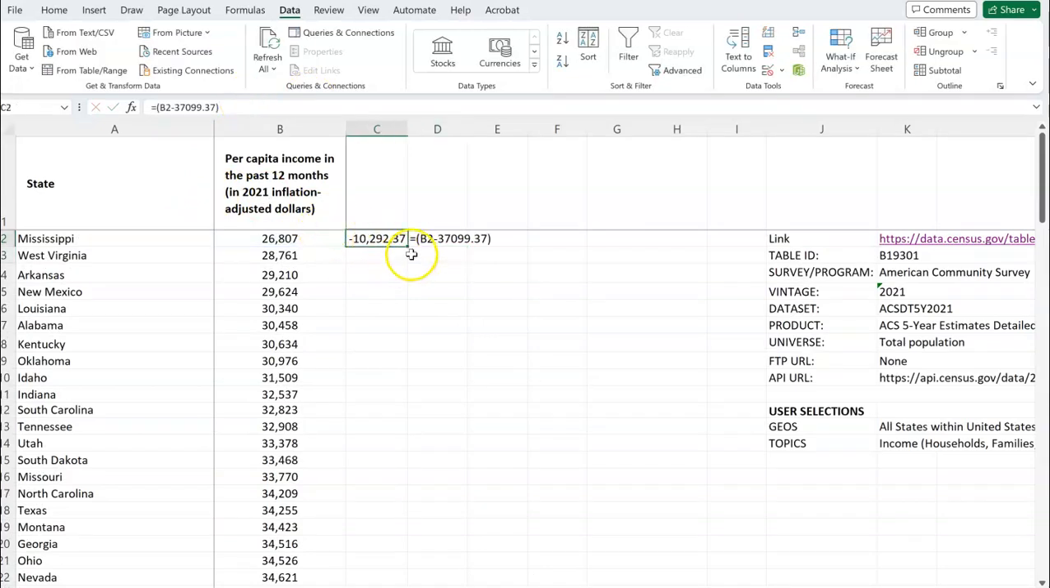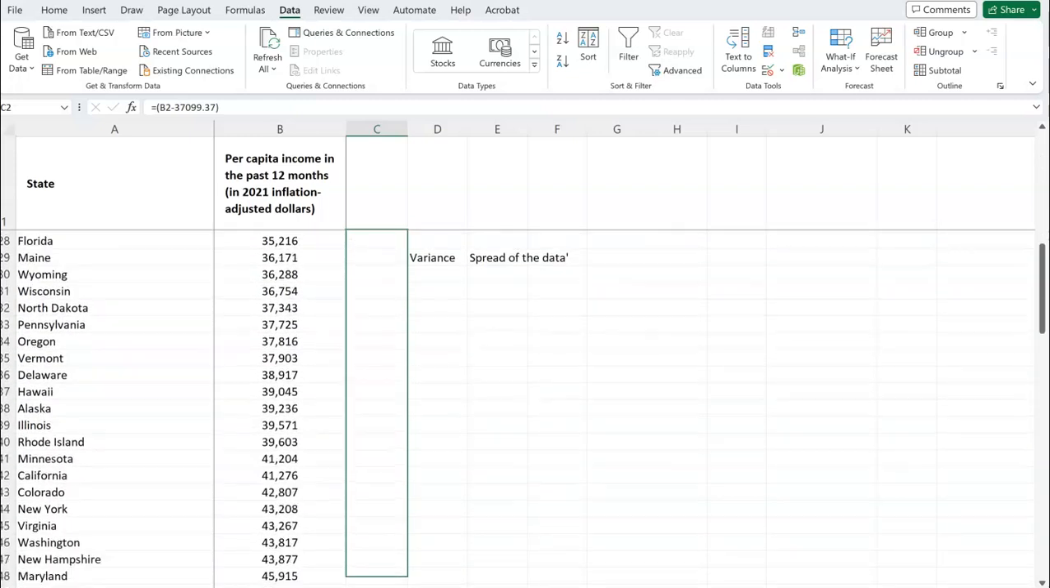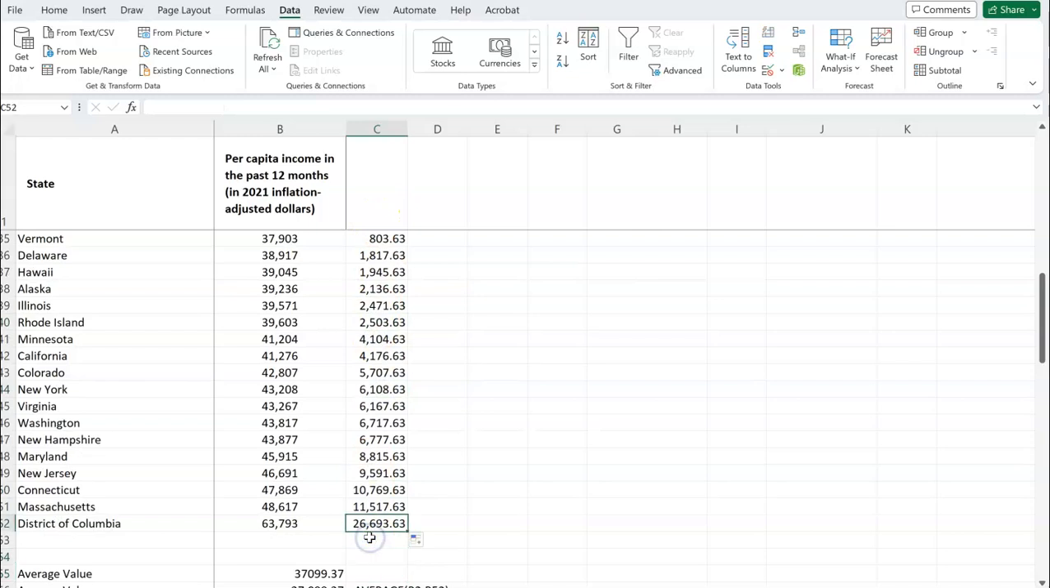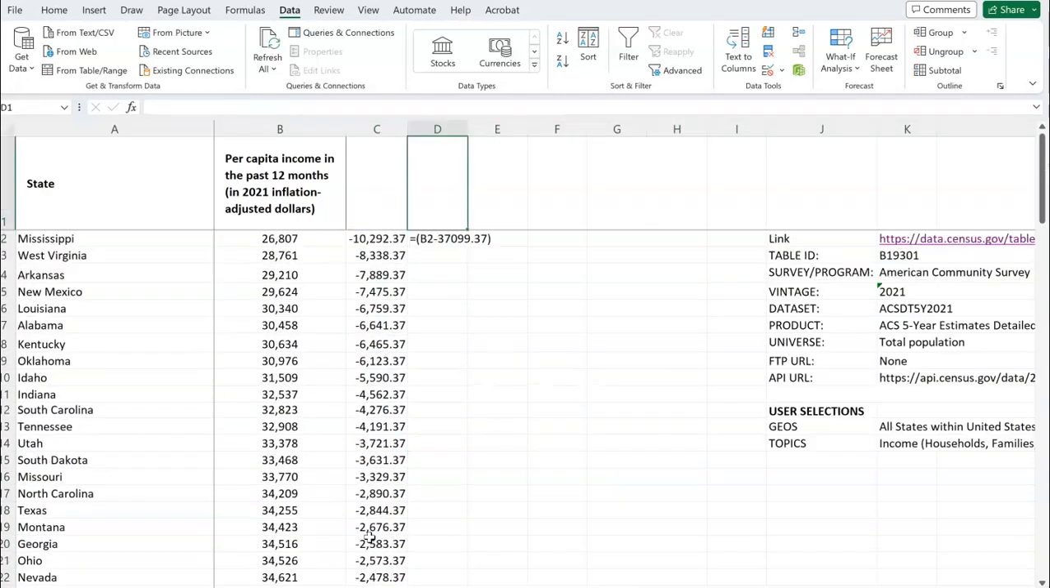So what I can do is toggle this cursor over here, and if you come across here, you will see that a black cross is formed at the corner. I will hold my mouse down, and then I'll drag this all the way down. And what Excel does is it copies all the formula. And if you notice, it is copied all the way down here. So after I do that, the next step is I need to square that data.